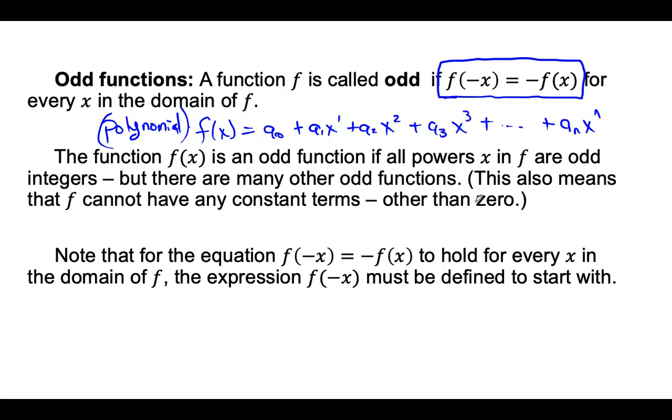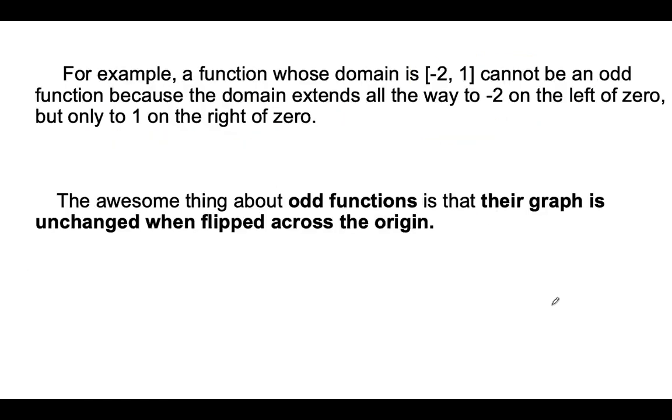But there are many other odd functions. So this also means that f cannot have any constant term other than 0. So this again is our definition, and it holds for every x in the domain of f. So this expression must be defined to start with.